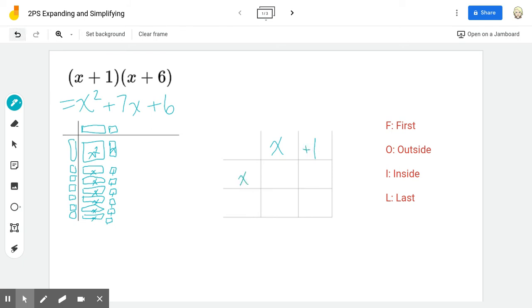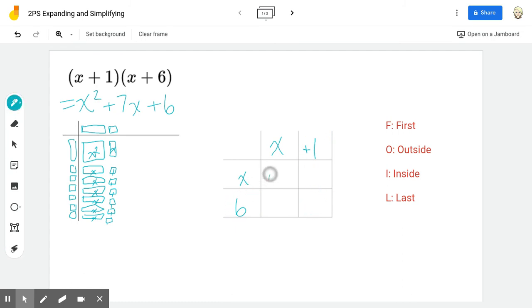And then over here we have our x plus 6. It doesn't matter if you put the x plus 1 here and the x plus 6 here, or the other way, x plus 6 here and x plus 1 here. It's okay, either way. And then you just multiply. So this is like a multiplication table. So this times this, the answer will go in here. And this times this, the answer will go in here. This times this, the answer goes here. And finally, this times this, the answer goes here.